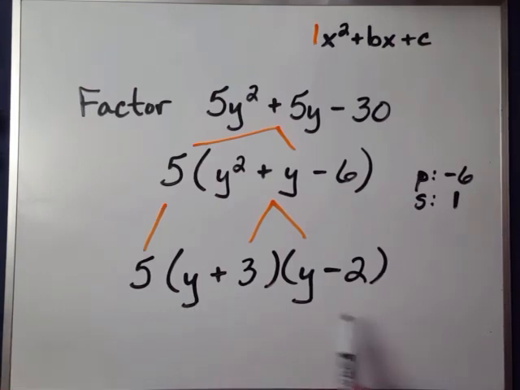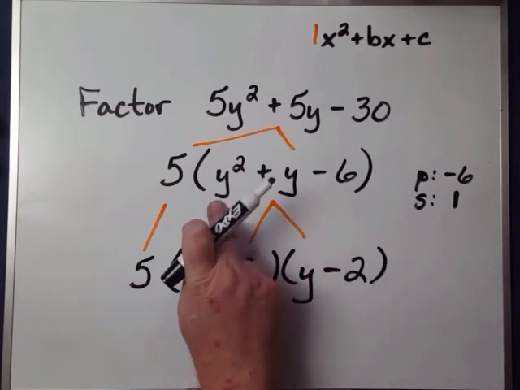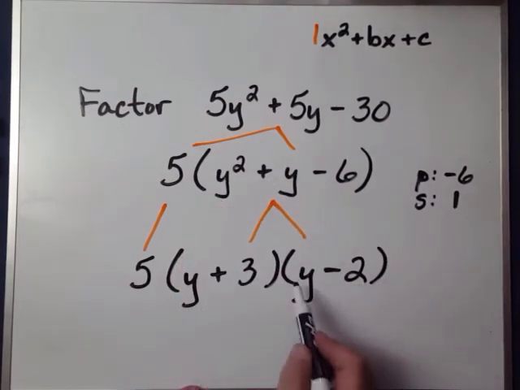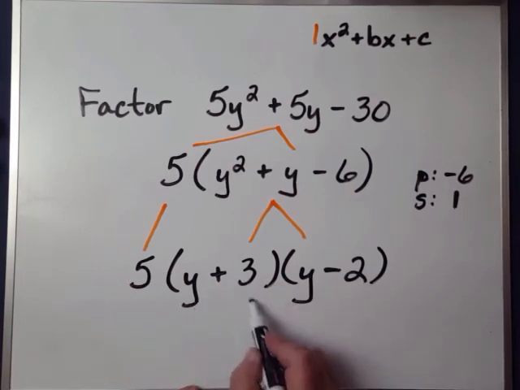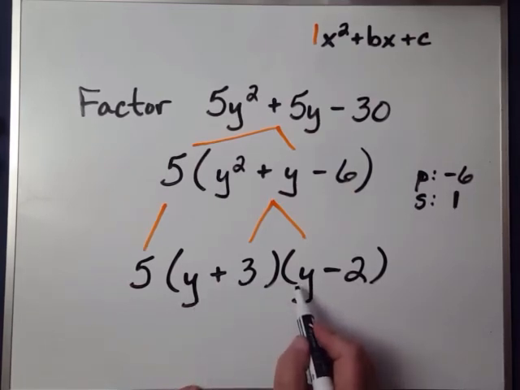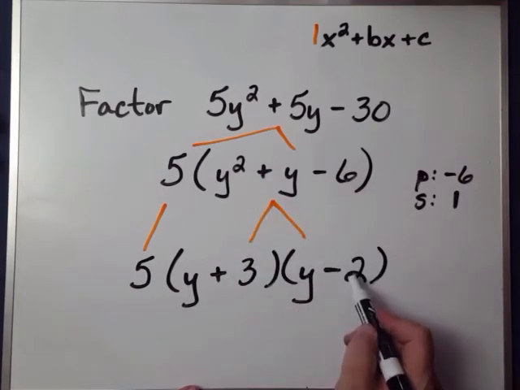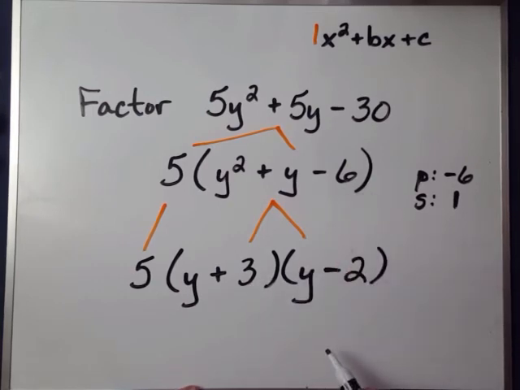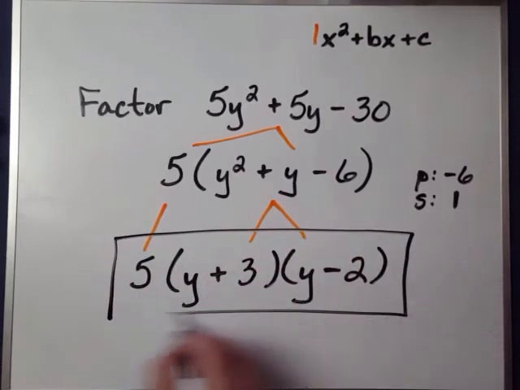Let's double check just that part really quickly. Product of the first, y squared. That works. The outside and the inside. The outside is minus 2y, the inside is plus 3y, and that totals plus 1y, or simply plus y. Product of the last, minus 6. Yep, that is how it factors. This is now factored completely.